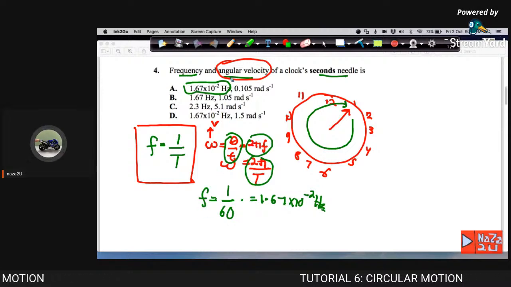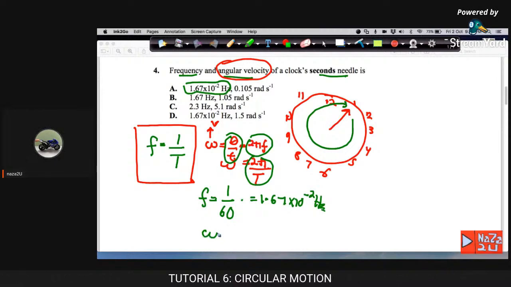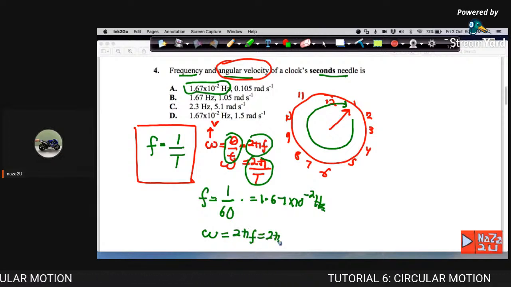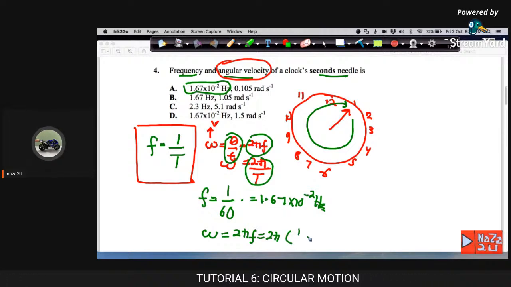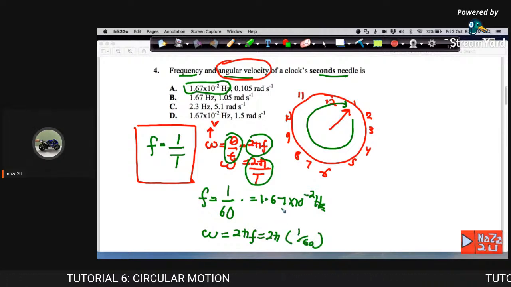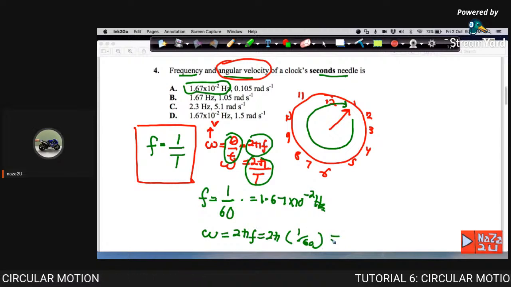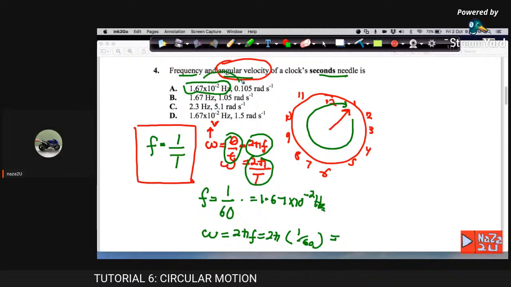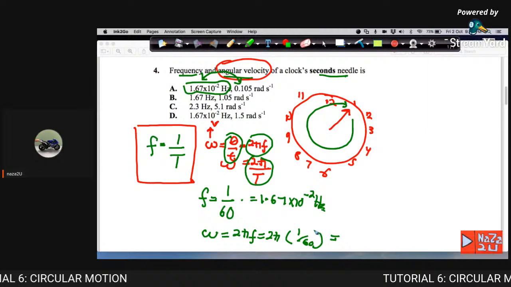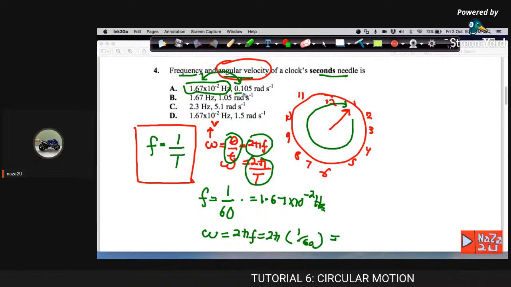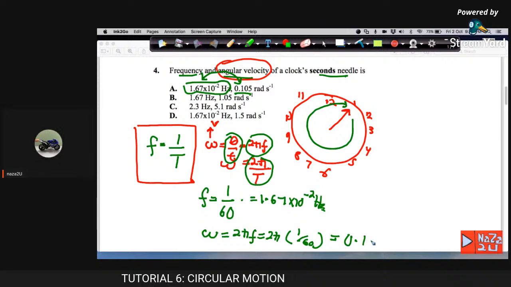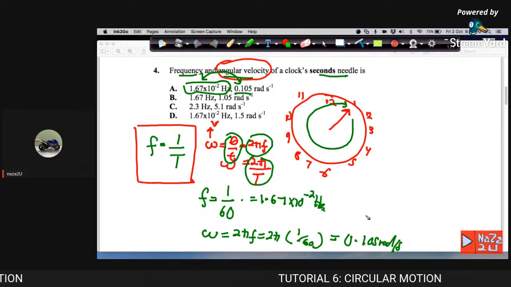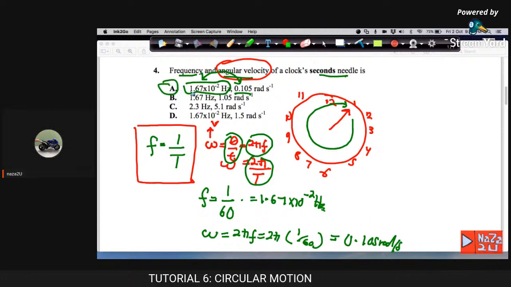Okay, and for the angular velocity, the equation is omega equal to 2 pi f, and 2 pi is constant, and the frequency here is 1 over 60, or 1.67 exponent minus 2 hertz. So you can use the calculator here. The answer is a combination of frequency and angular velocity. You can compare with the answers given: 0.105, the unit is radian per second. Okay, question number 4, the answer is A.